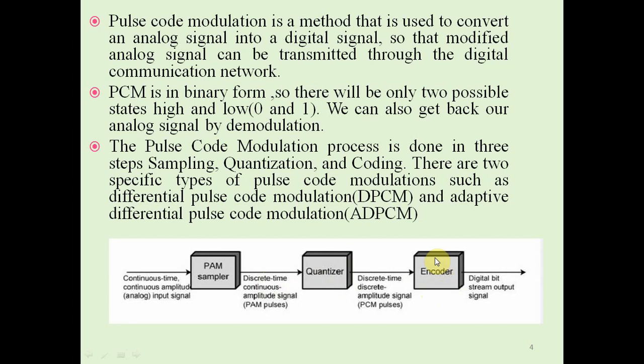Basically, pulse code modulation is the method used to convert an analog signal into a digital signal, so that the modified analog signal can be transmitted through a digital communication network. PCM is in binary form, so there will be only two possible states, high and low, and we can also get back our analog signal by demodulation.